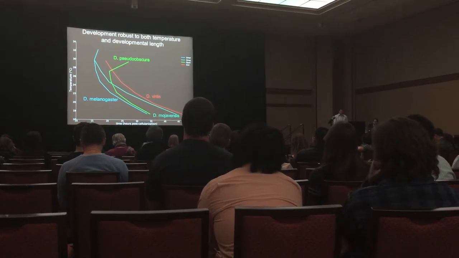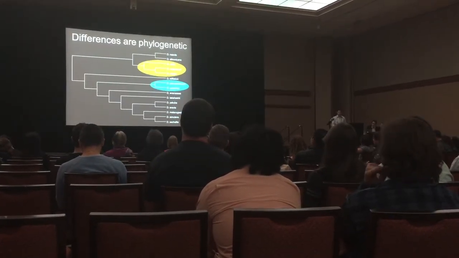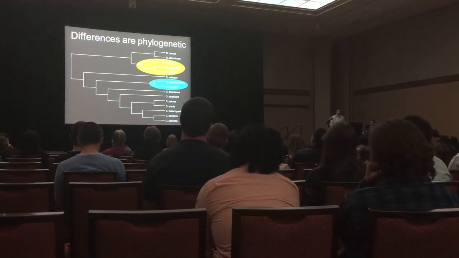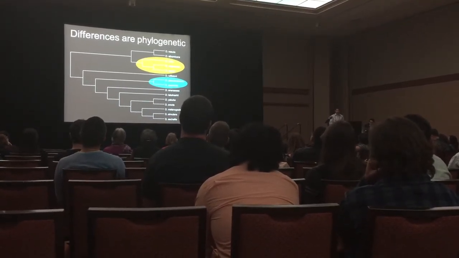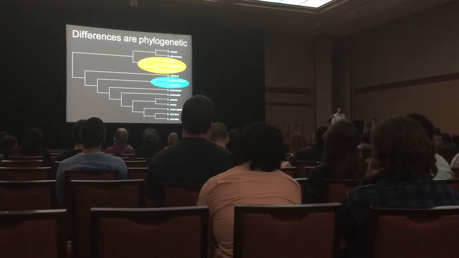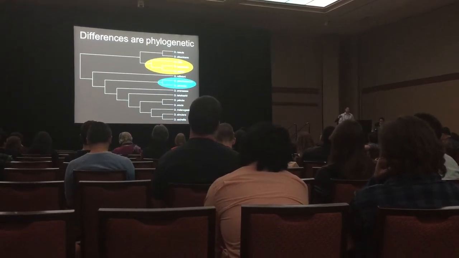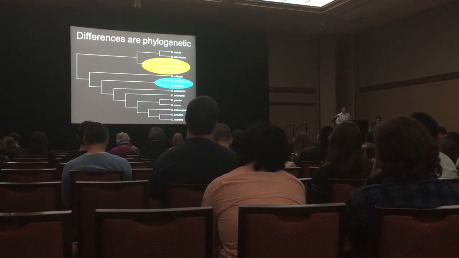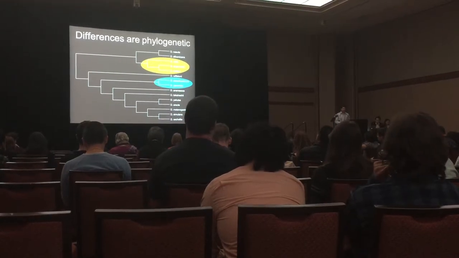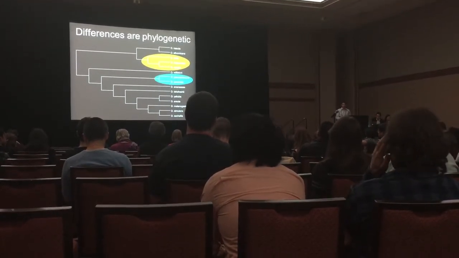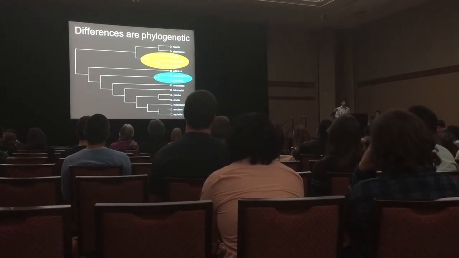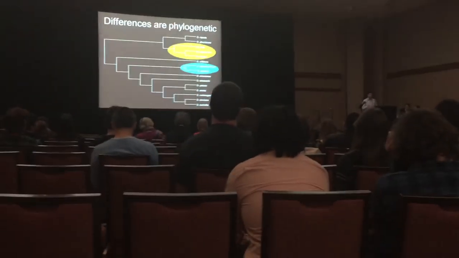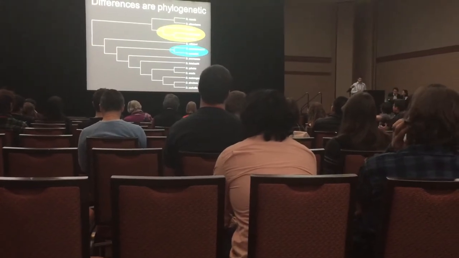So looking at sort of the evolution history, we can see that there's a phylogenetic component to this. So virilis and mojavensis are part of the virilis-repleta radiation, and those seem to have a much stronger response to temperature, a more drastic response to temperature than any of the other species. And then the alpine species that we see with the poor response to heat are also closely related. So there appears to be something that has evolved that's different in this group than in the other groups.